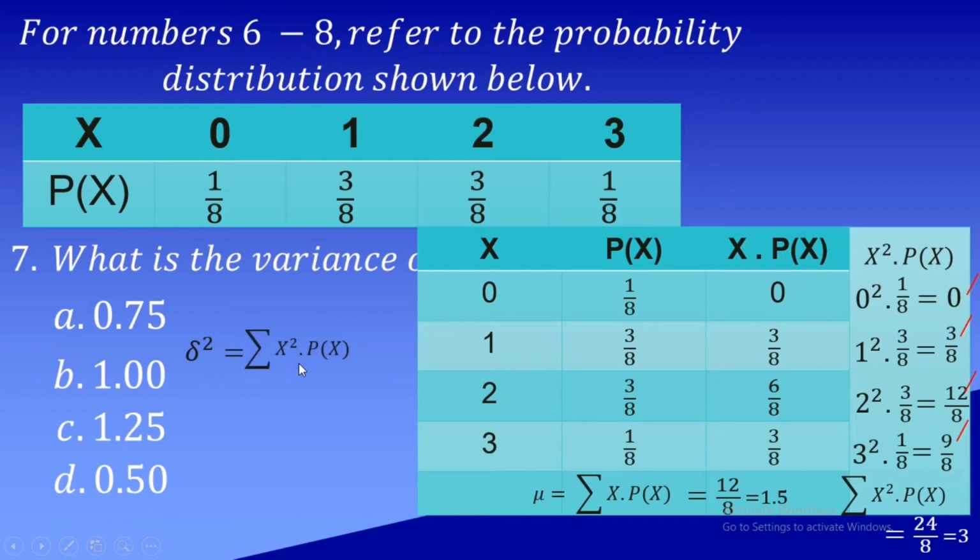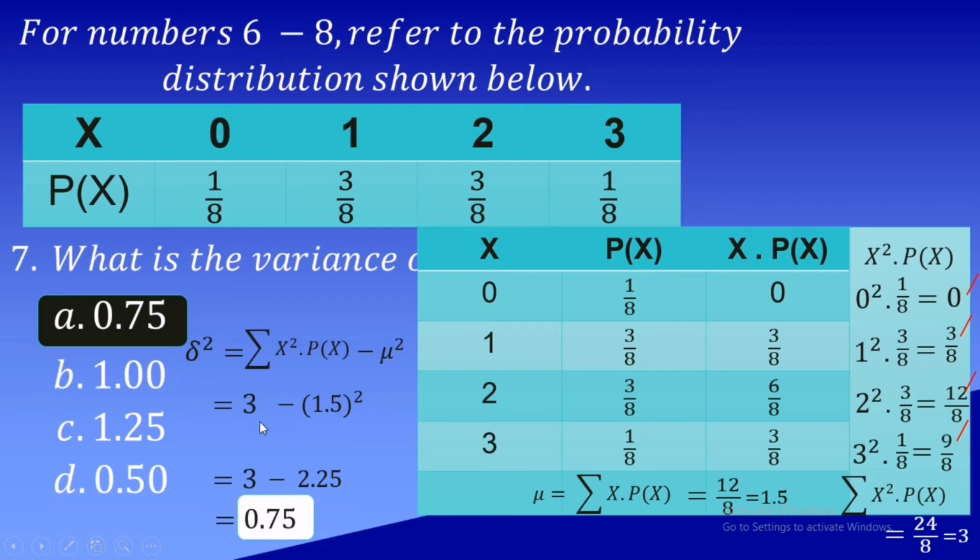Using the formula for the variance, which is the summation of x squared times p of x minus mu squared. The value of the summation of x squared p of x is 3. Then mu is 1.5, so 1.5 squared, multiplied by itself, is 2.25. So bring down 3 minus 2.25, which is equal to 0.75. Okay, that would be our variance.